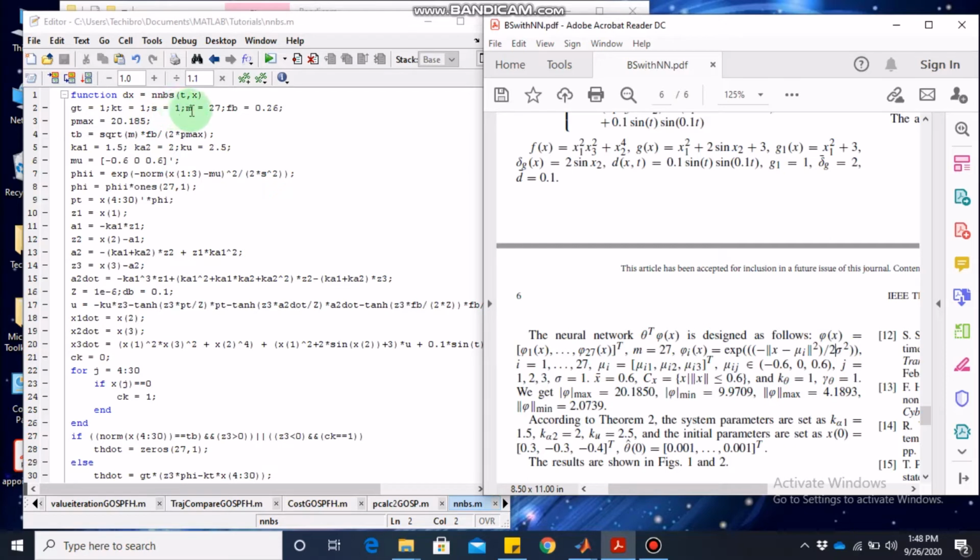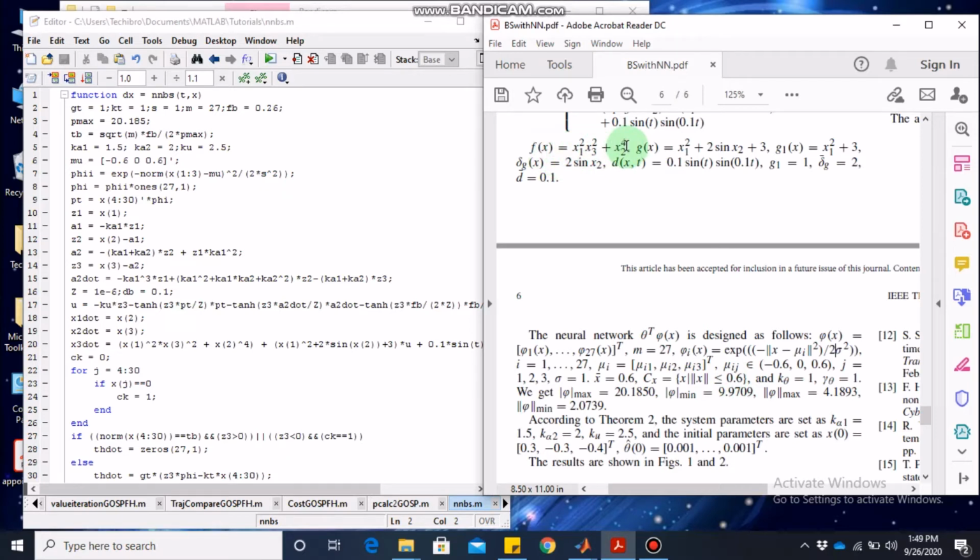M is equal to 27, so here. And f bar is actually not given in the paper, but I have calculated f bar separately using two pieces of information. The first is that x belongs to this compact set C of x, which is from 0 to 0.6, and the second is the equation of f of x.